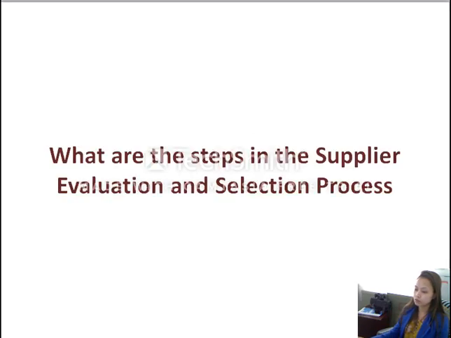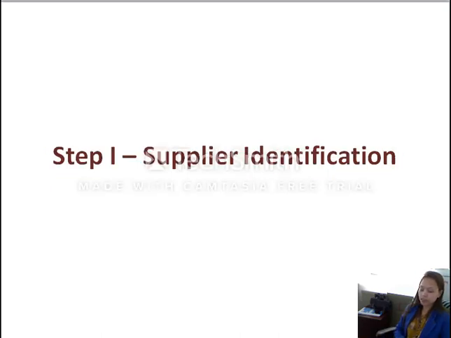Question number 2. What are the steps in the supplier evaluation and selection process? Step 1. Supplier identification. Supplier identification is the first step in the SRM method, where the company must sort out and identify all its suppliers to whom they paid invoices over a certain period.